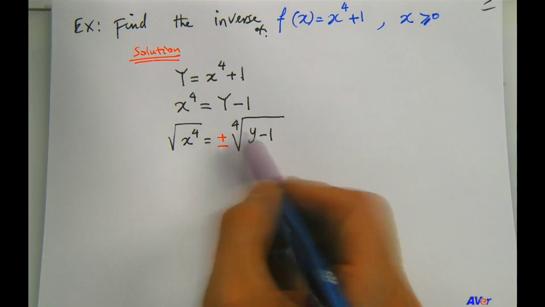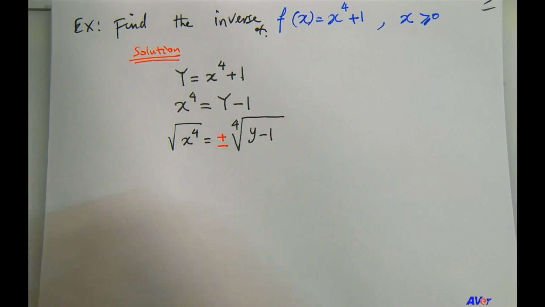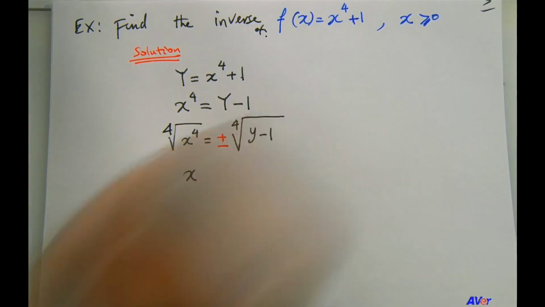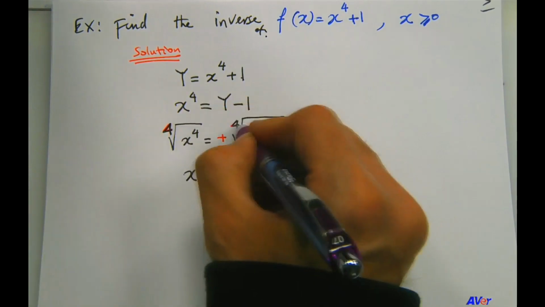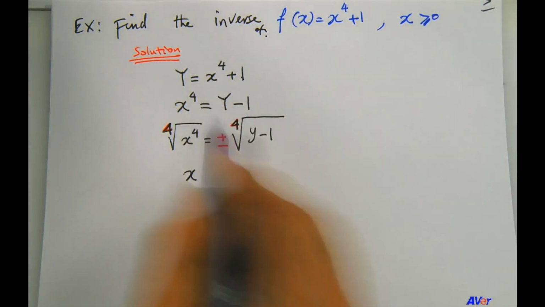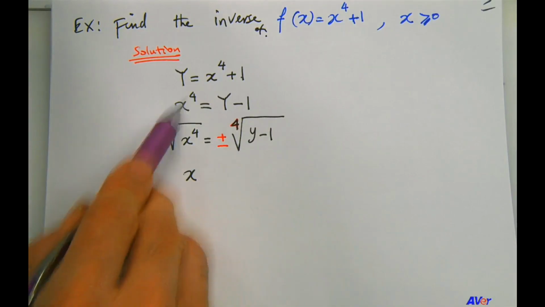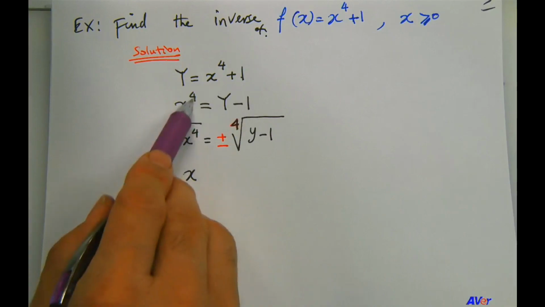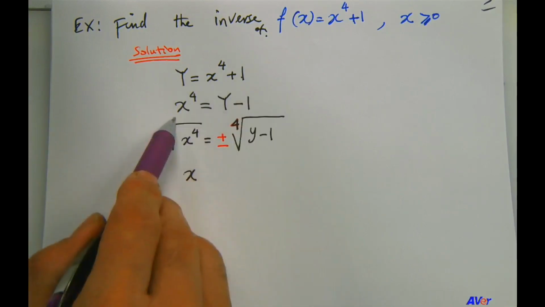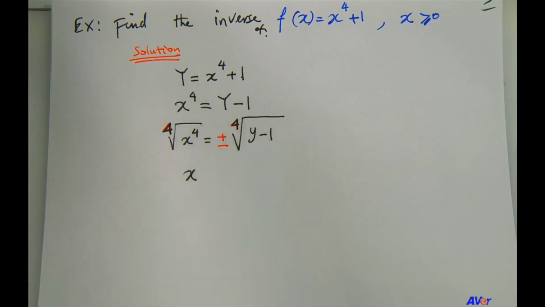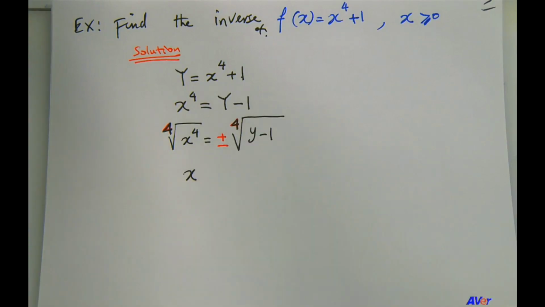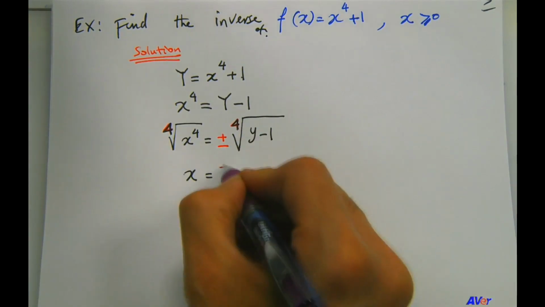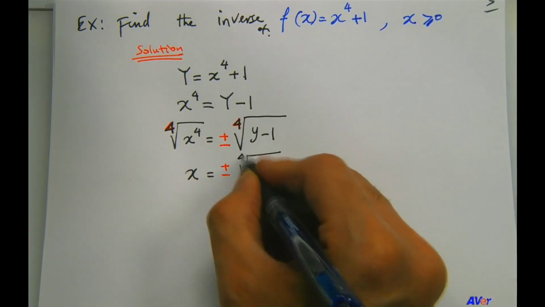But are both of these answers correct? On the left we have x, and I need to also put this 4 here. We're taking the 4th root of both sides, in red ink, because we're solving for x and x has power 4. If it had power 5, we would be taking the fifth root of both sides. It has power 4, so fourth root of both sides. And it's an even root, so we have to have plus or minus the fourth root of y minus 1.